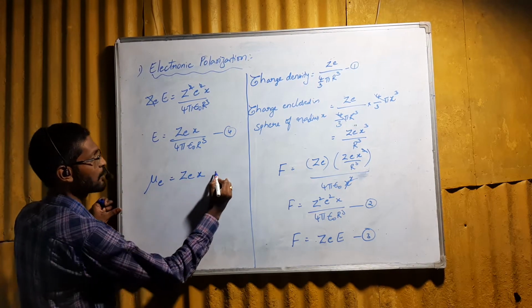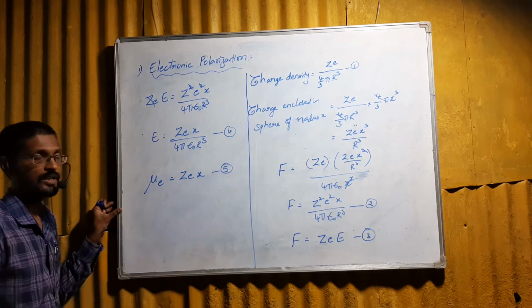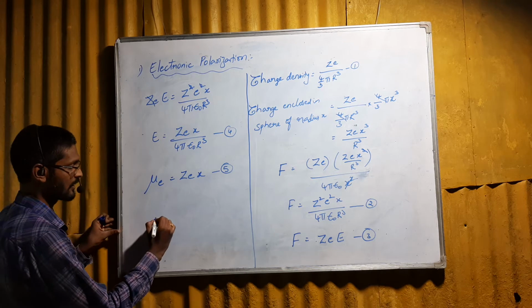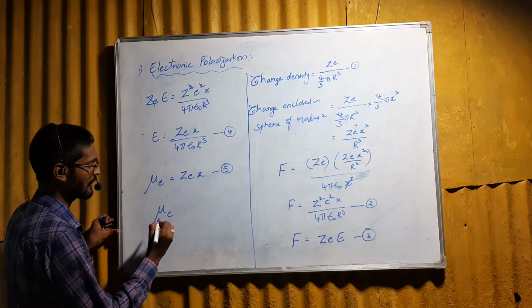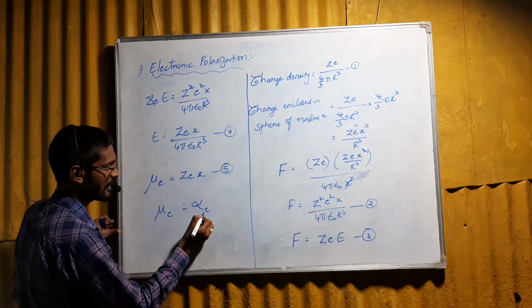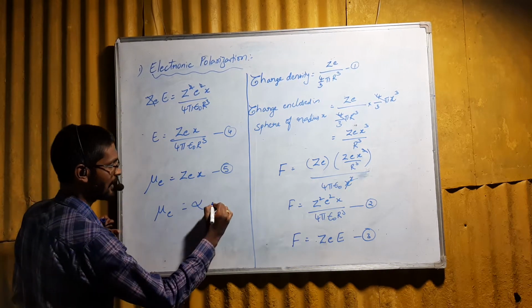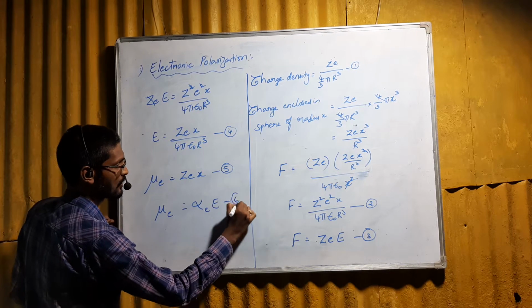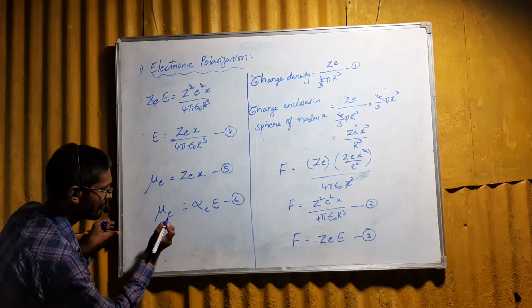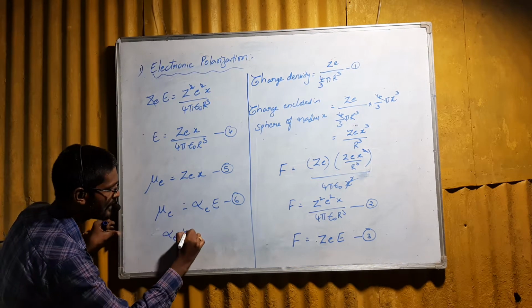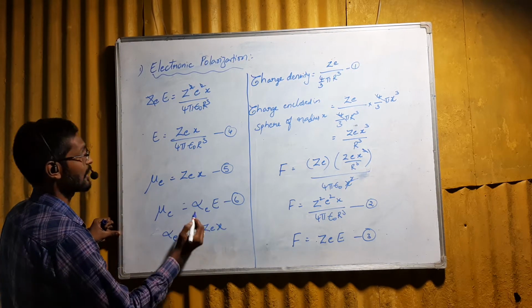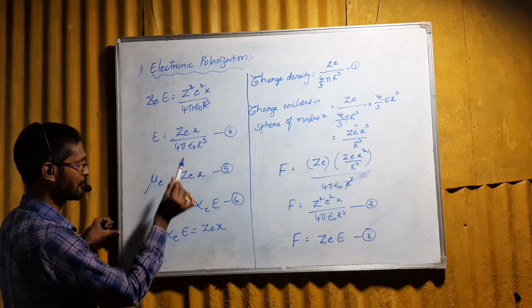So this is the dipole moment which is induced in this material, which can be given as mu is equal to Zex. But actually we know that the dipole moment can be given as mu is equal to electronic polarizability alpha E into capital E. So from equation 5 and 6 we have alpha E capital E is equal to Zex.